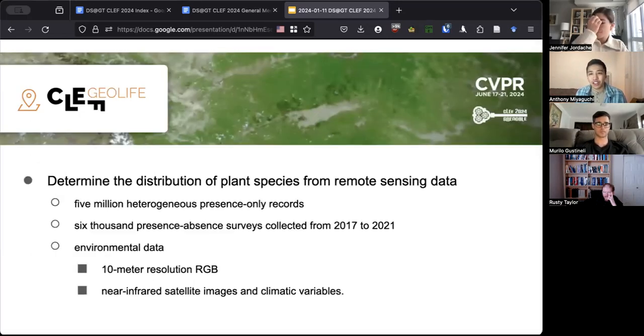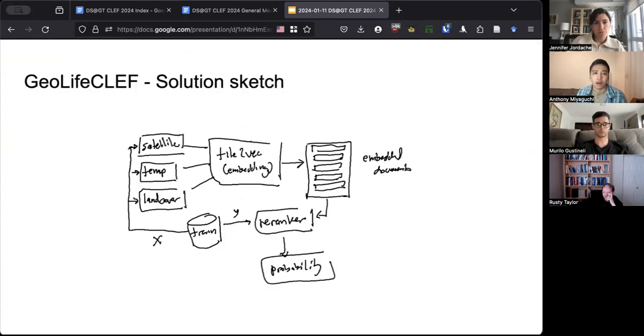The next competition is GeoLifeCLEF. So this is information retrieval for remote sensing data. So there's a bunch of data points on a map, and we need to use those data points to figure out the distribution of different plant species. They give us images, satellite imagery. They give us raster data with elevation, temperature, and there's some time series in here.